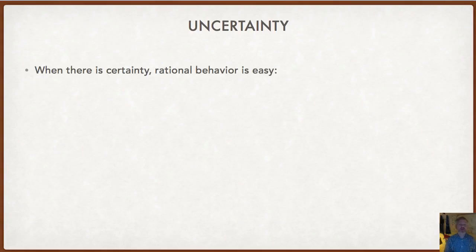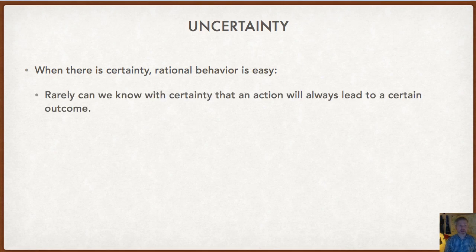So we have to deal with uncertainty, all right? If things were certain, then rational behavior is easy to spot. Someone walks over and picks off the tree their most preferred outcome. The action was picking the thing off the tree, and they got their most preferred outcome. There's no uncertainty in that scenario. But rarely can we know with certainty that an action will always lead to a certain outcome.